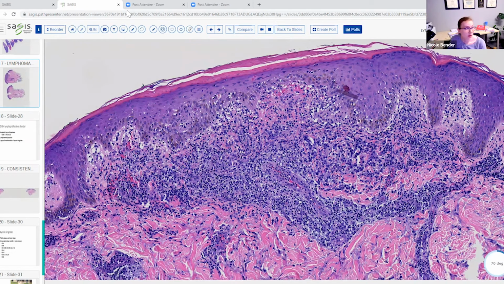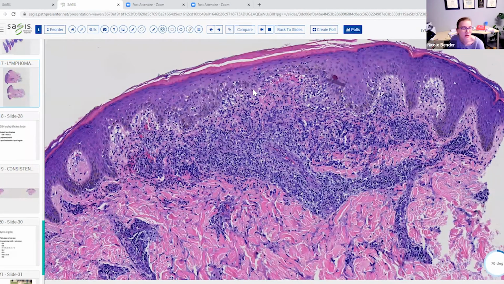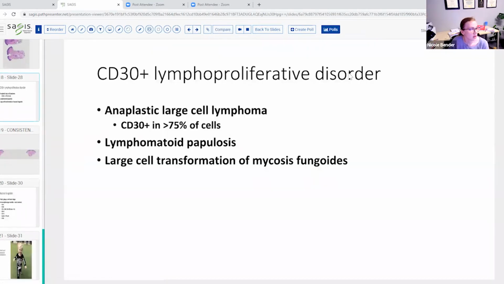There are many different types or histologic variants of lymphomatoid papulosis. So it's always important to keep this in mind when evaluating a lymphoid infiltrate, because it can mimic a number of other lymphomatous processes, like CD8 positive follicular disorder, as I mentioned, anaplastic large cell lymphoma, LYP, and large cell transformation of MF.